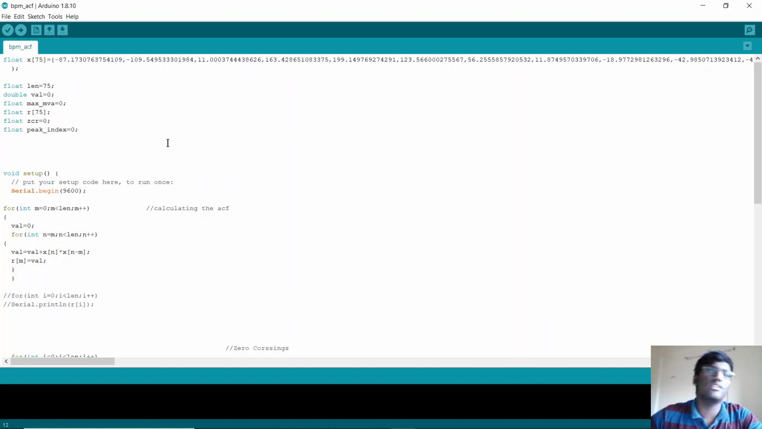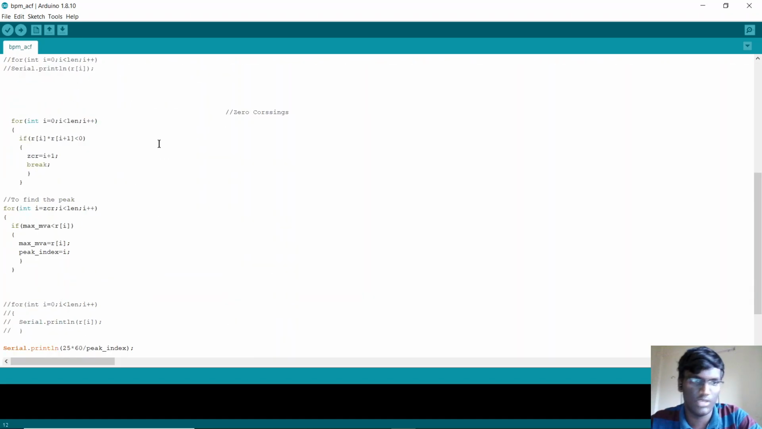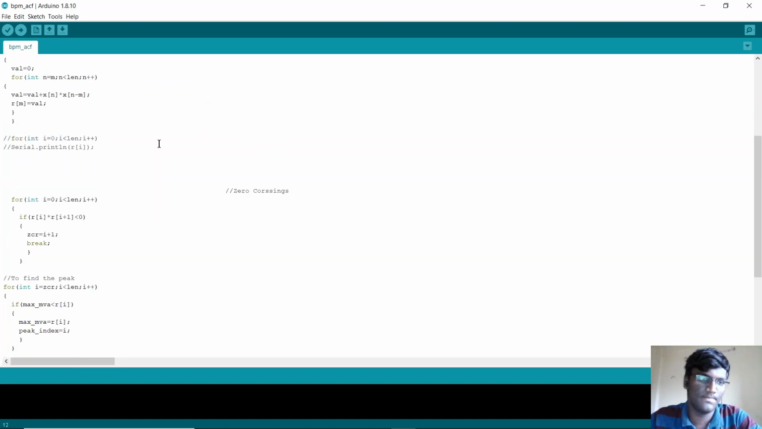Now let's take a look at the autocorrelation function method as discussed in previous videos. This is the same as in the previous videos. We first smooth the signal, find the autocorrelation function, and find the first zero crossing. Then we find the index of the second peak, after the first zero crossing.